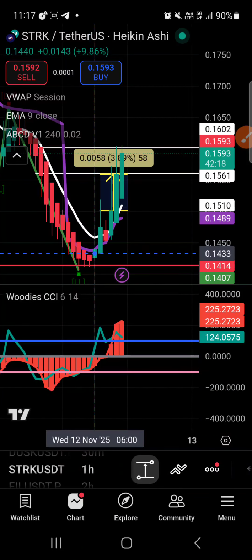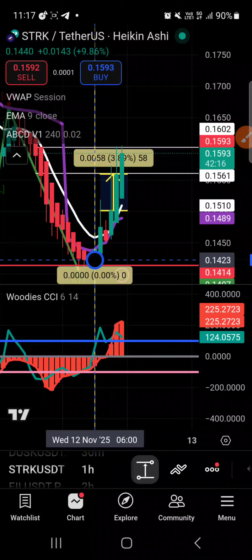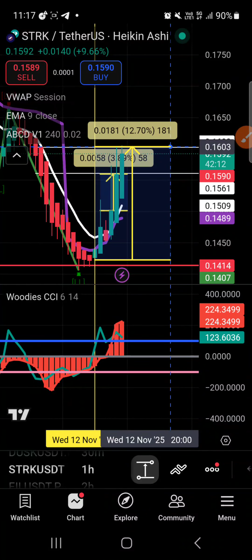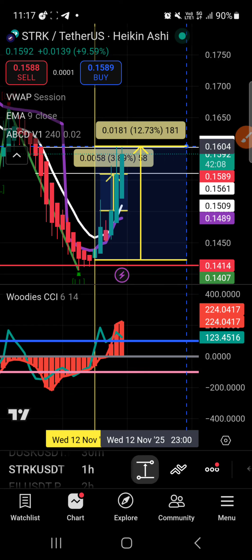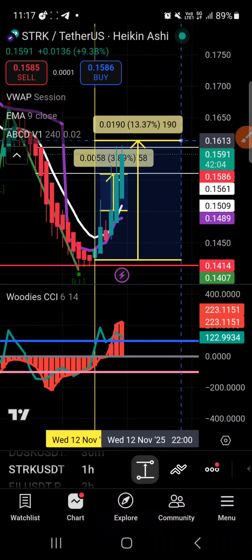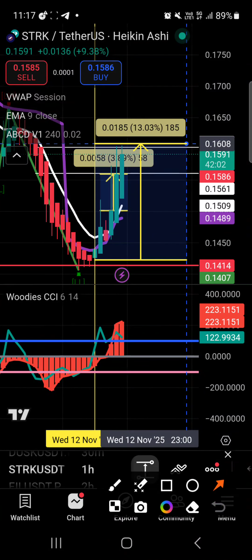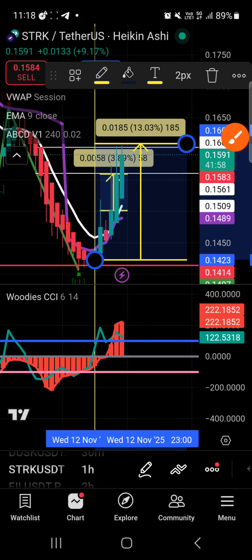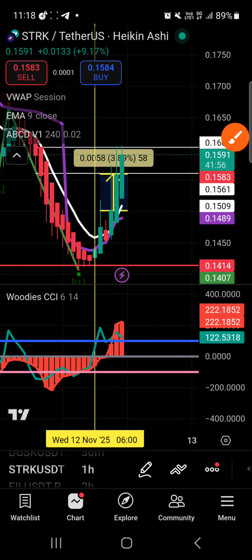I measure it from this last candle up to here. You will see that the coin has made more than 10%. Since 6 a.m. this morning, this coin has made more than 10%. Are you seeing it? More than 10%. Okay, so now let me remove this one.